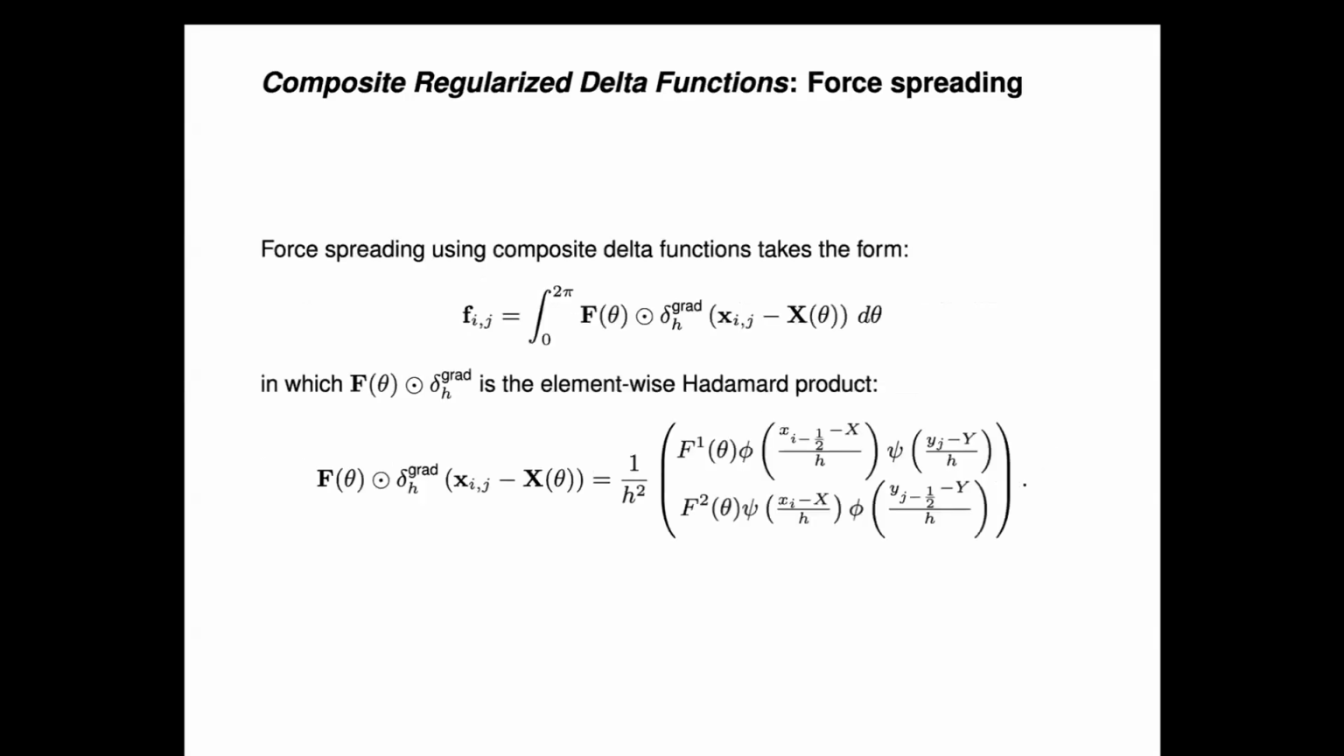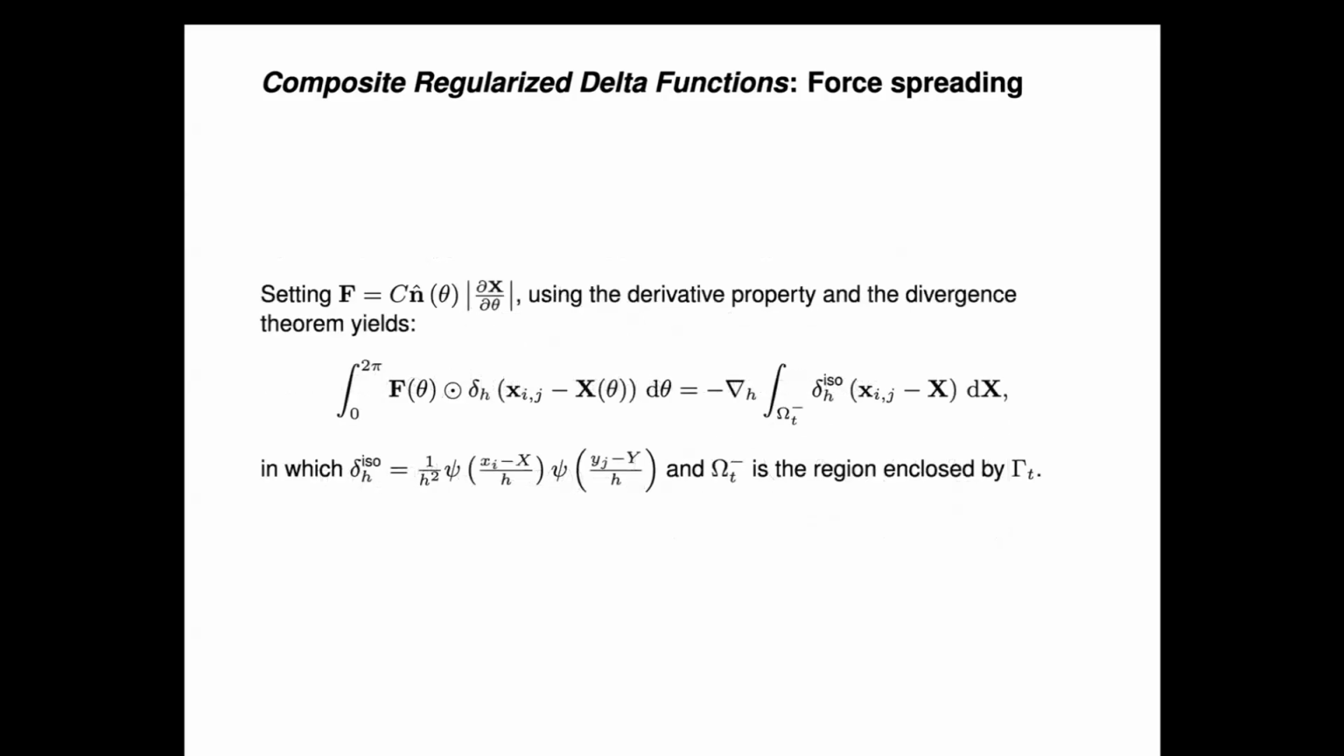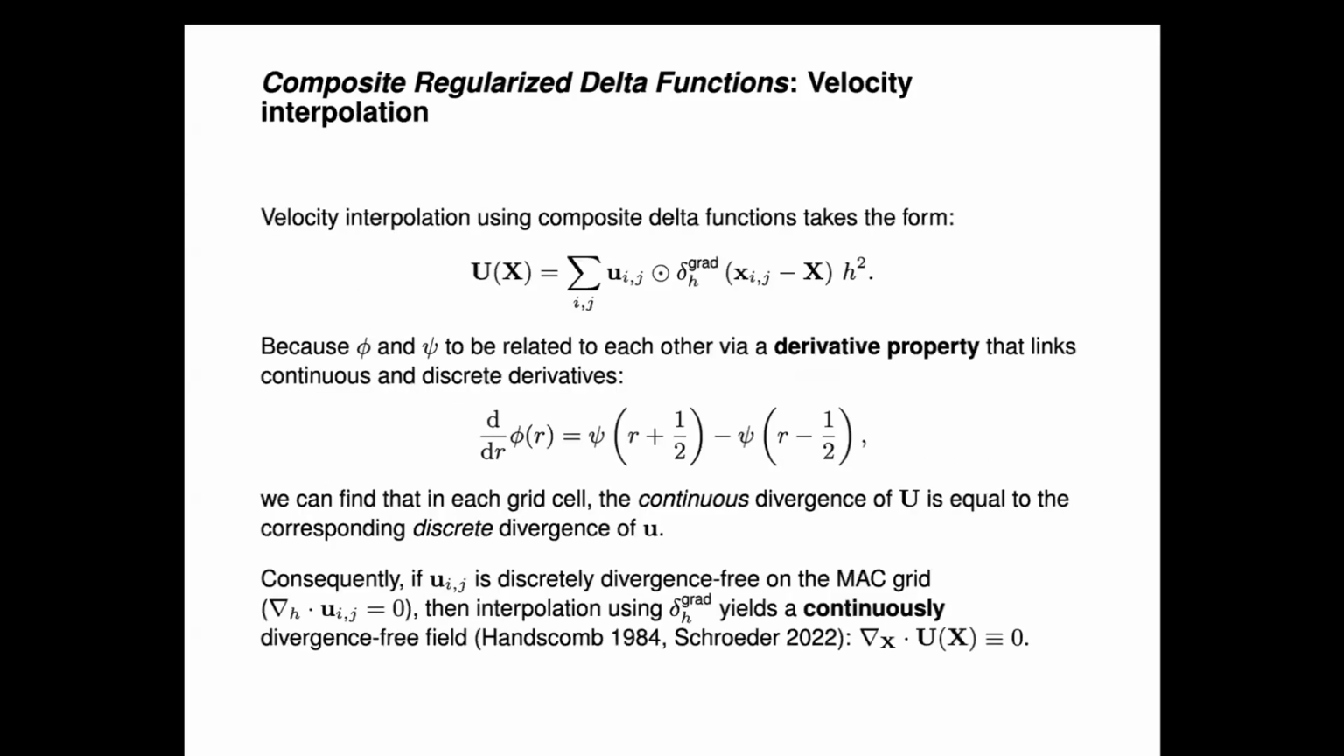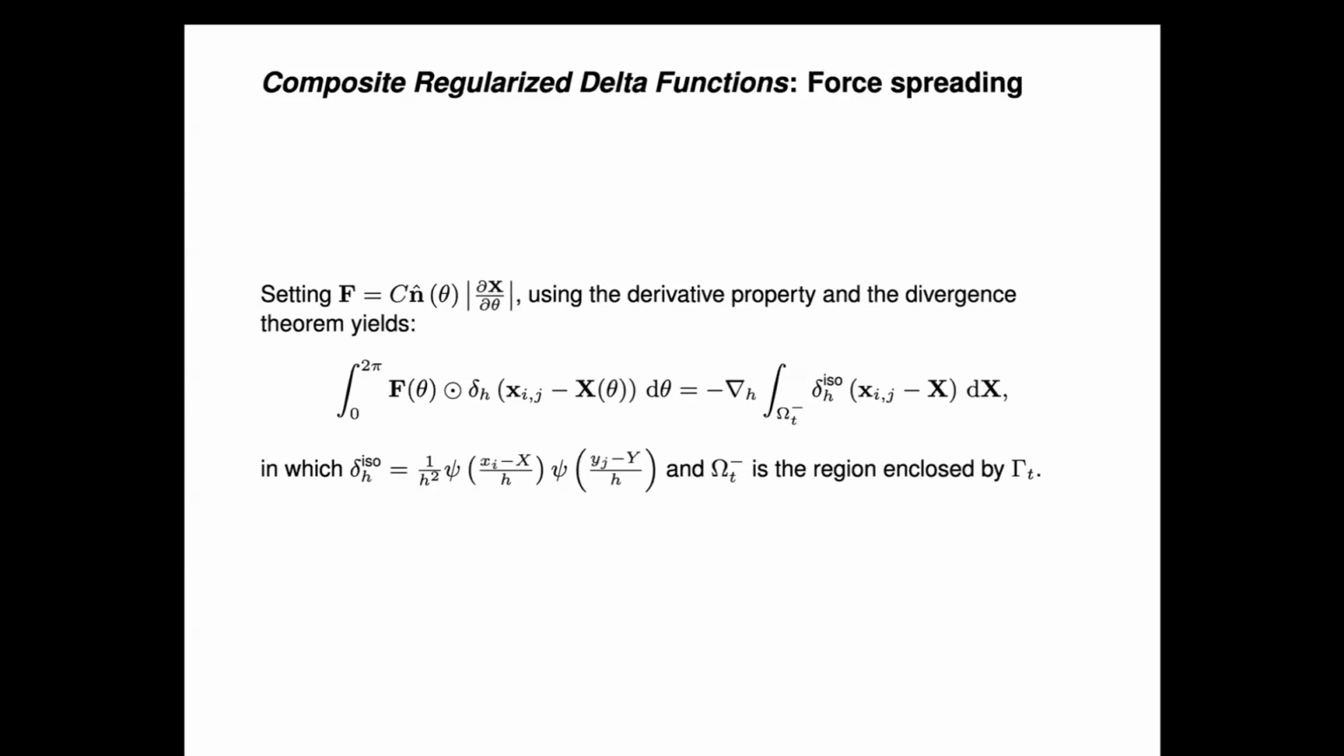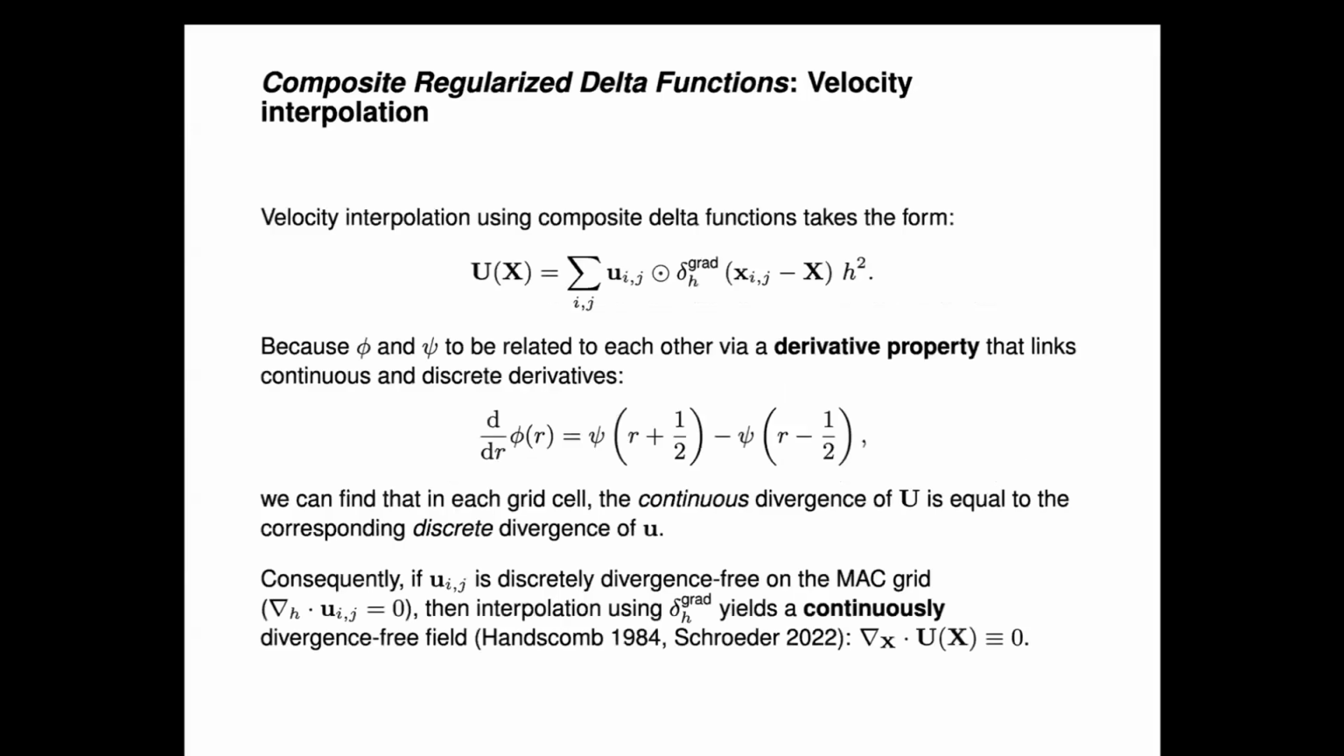What winds up showing up is you take the derivative of this guy in the x direction and you get that guy. And you take the derivative of this guy in the y direction and you get that guy. And that's really the key for showing that this happens. But again, the fundamental property that's important is that this force, when we spread it onto the grid using this composite regularized delta function, is a discrete gradient. It is a discrete gradient. And so it just gets absorbed into the pressure. It doesn't do anything to the velocity.